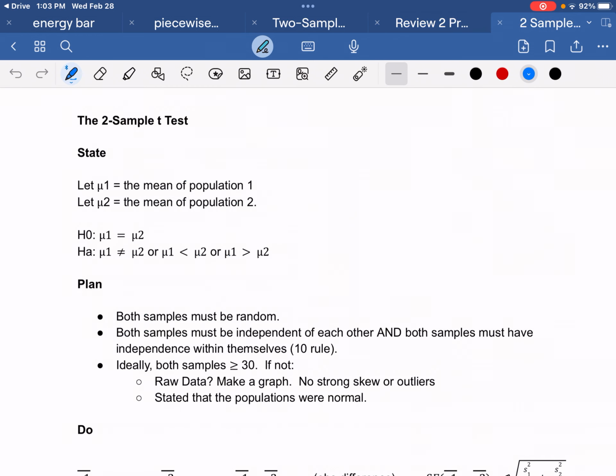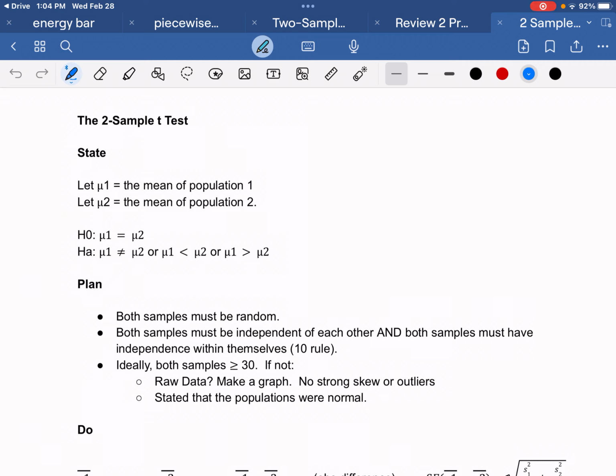Now, we're going to move on to the real handout. For those of you who are out of town, I should have shared this document with you. You could pull it up and write on it or print it out if you have a way, or just look at it with me. So this is the two sample t-test, state, plan, do, conclude.